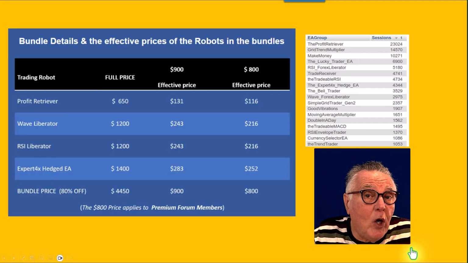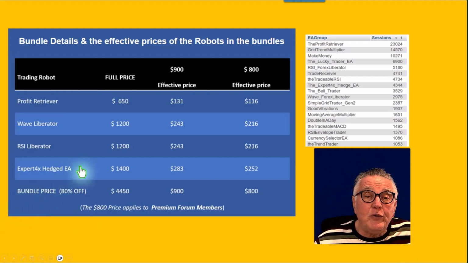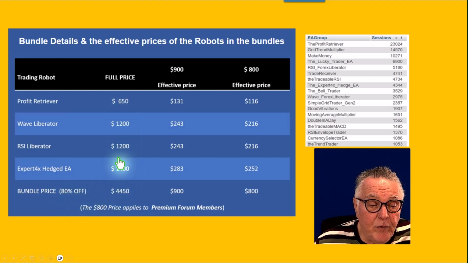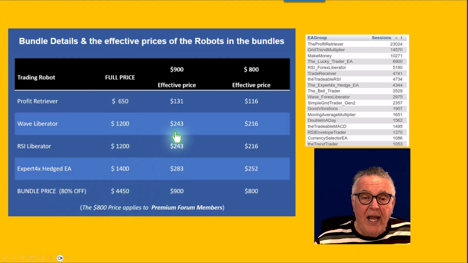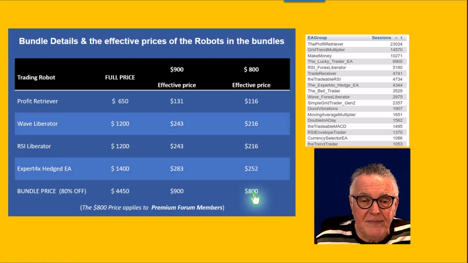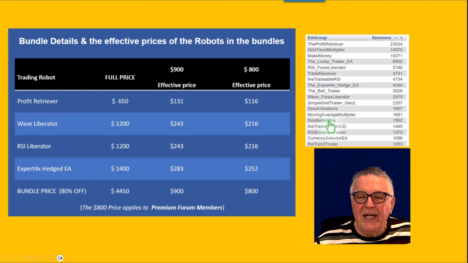Now, the ones that aren't in that bundle are the most recent EAs, and you'll also notice they're the ones that are used in the linking service. They are ideal for that kind of application. You can also get them all for 80% off. So the full price for $4,400, and you can get it effectively 80% off at $900, and even further if you are a premium forum member. And again, here's the list. You can actually just tick off the ones from this particular list.